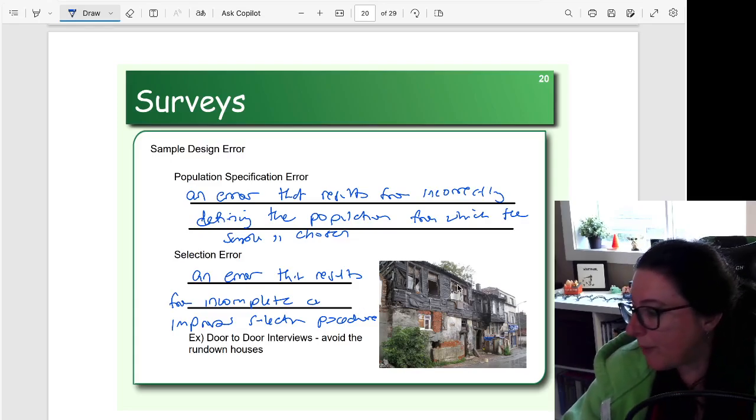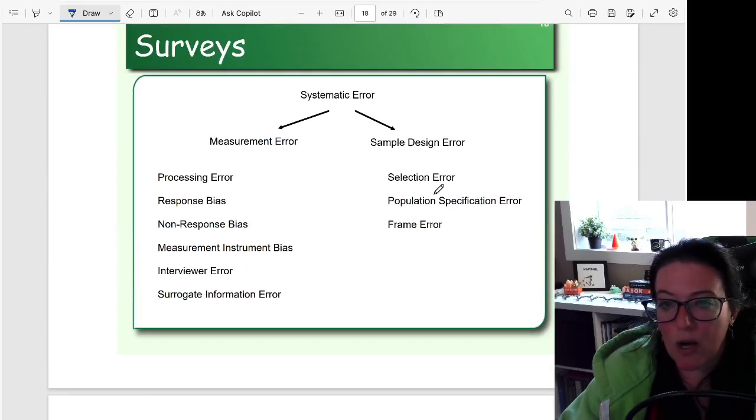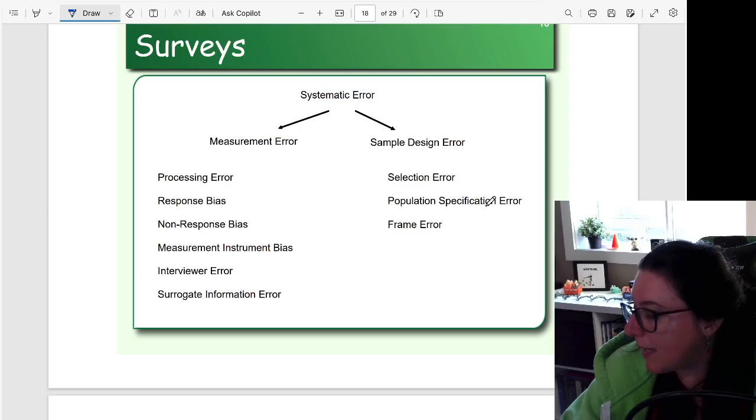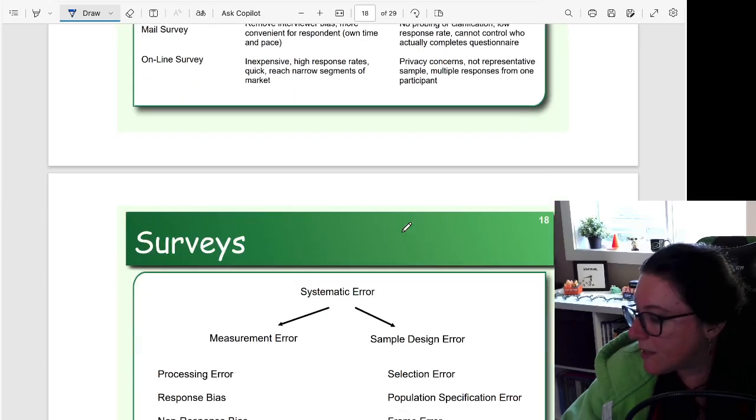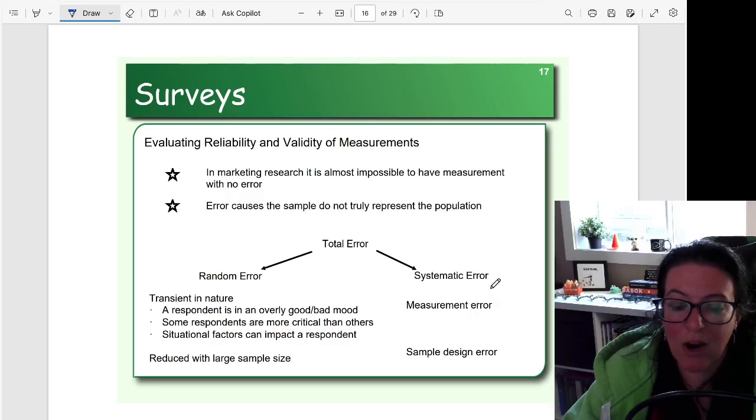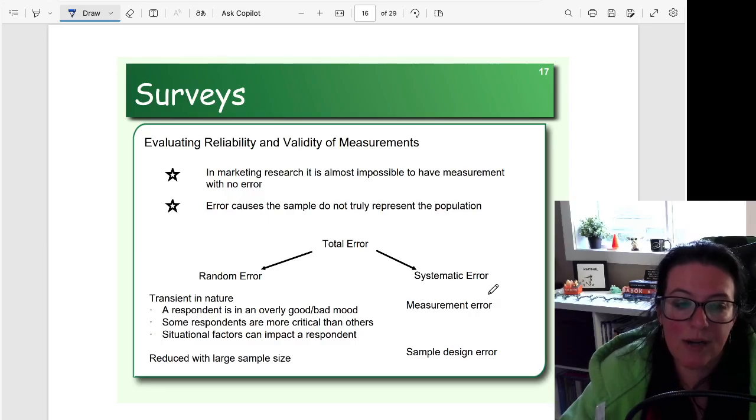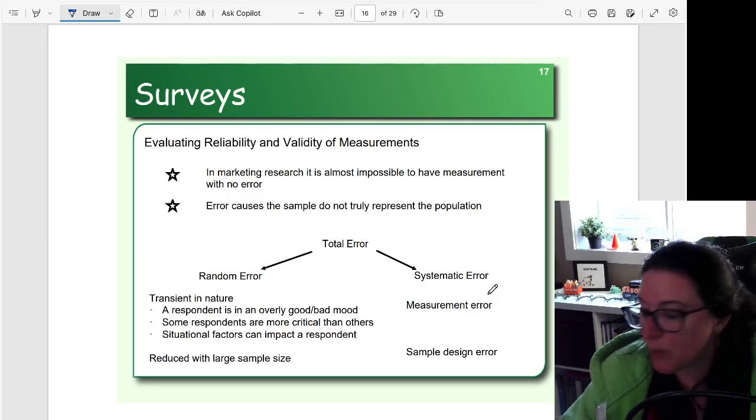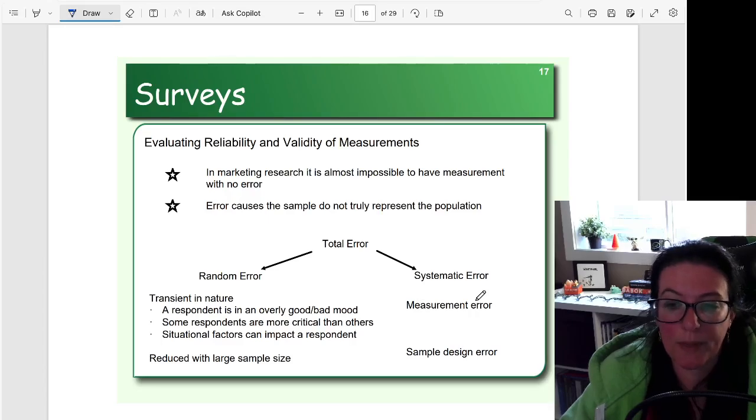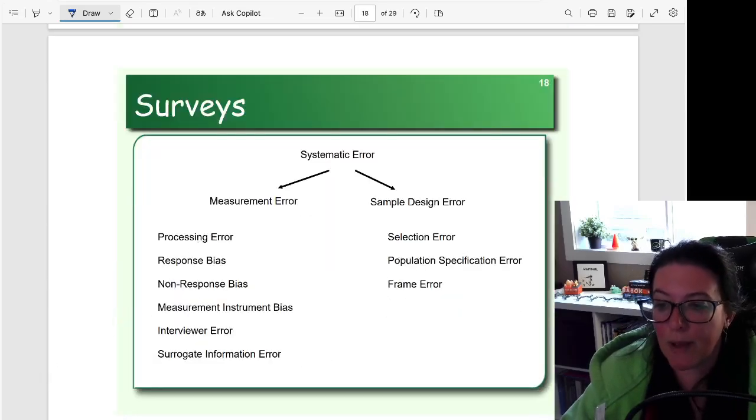Okay, so we've been looking here at sample design error, and we talked about selection error, population specification error, and frame error. All of these are types of systematic error in terms of how we choose the sample. In our next one, we will look at measurement error, which we talked about a little bit in some previous videos, but we'll get into more detail on the different types of measurement error.